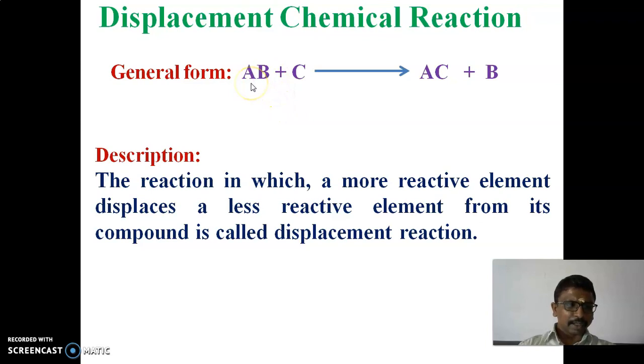So AB will be changed to AC because the C element is more reactive when compared with B. That's why the AB compound is converted to AC, because B is less reactive and C is more reactive. Here displacement takes place. Instead of B, C will displace it because C is more reactive.